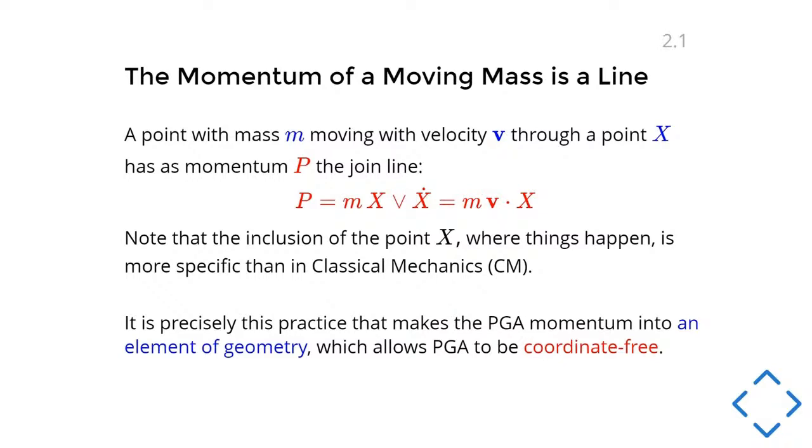Now, mv you recognize, this is the classical momentum of the point, and x you also recognize, it's the point where it happens. But in geometric algebra, this element, this dual bivector, this join line, contains both of these. It is really a geometric object that indicates both what happens and where it happens. And it turns out that that property of PGA really makes the formulation of the physics aspects a lot easier than it is in the classical way. Well, at the end, we'll compare them. So it will be an element of geometry, and it makes it coordinate free.